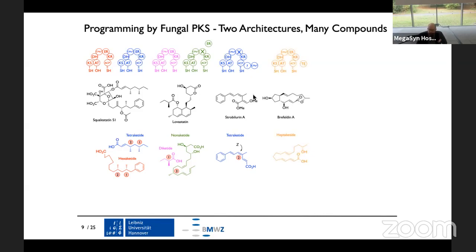Systems like grafeldin, also very, very similar. Okay, this has actually got a trans-acting TE. And this TE is a little bit like the fatty acid synthase TE. It's able to detect chain length and control the chain length of grafeldin.